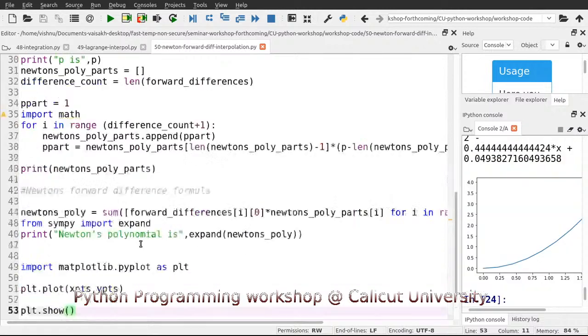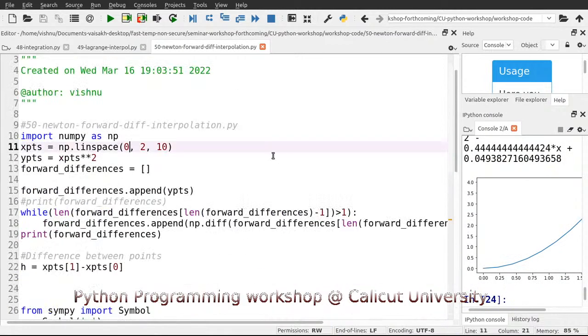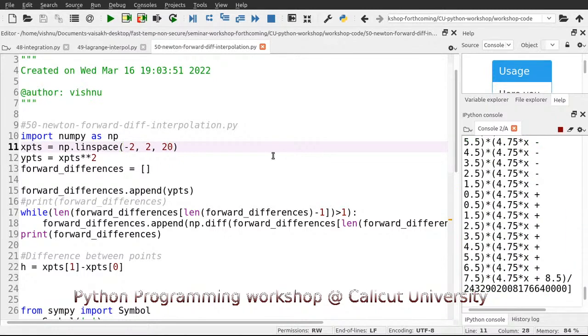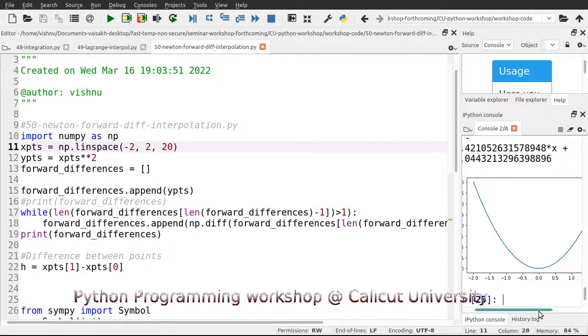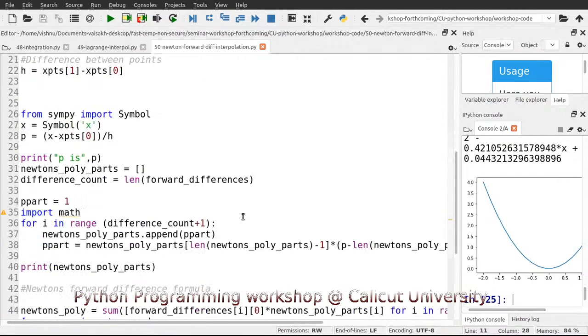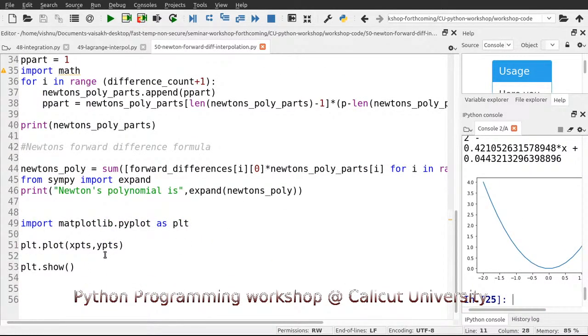Okay, it appears to be this. Maybe we can take points on either side, so let's take 20 points. So it's here. Now let's try to see the polynomial also. How do we find the polynomial? We need to evaluate, right?